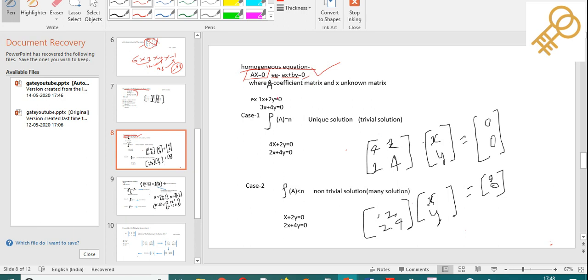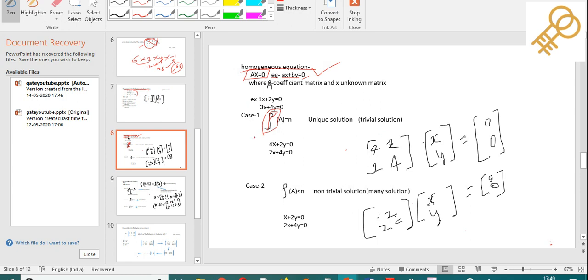So there are two cases. Let us discuss one by one. The first case: as I explained in the last video how to find the rank of any matrix, I forgot to tell you one thing, that is how to represent the rank of any matrix. The rank of any matrix can be represented with rho. This is the symbol that we use to represent the rank. So rho of A means that this whole expression represents the rank of the matrix A.